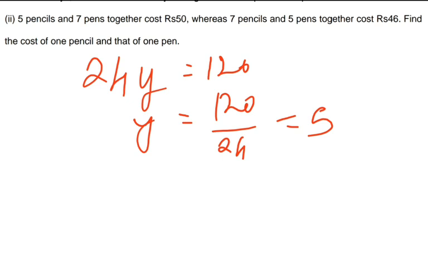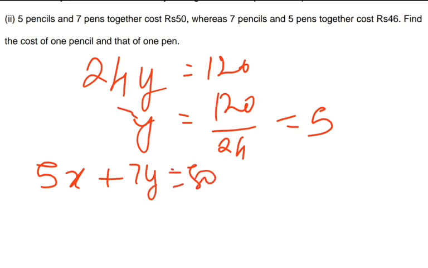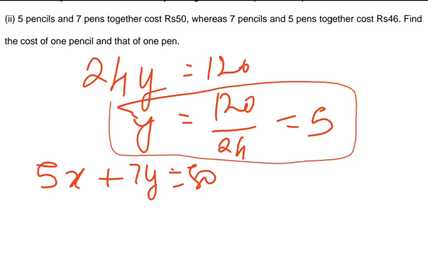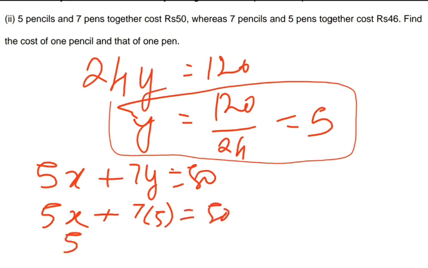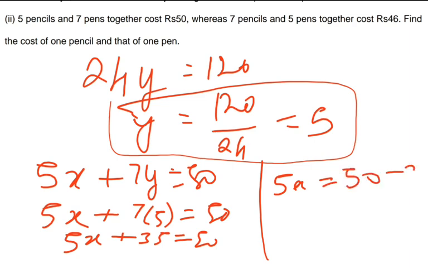Now to find x, we should use equation 1, that is 5x plus 7y is equal to 50. Since we found the value of y as 5, we can put it directly. So 5x plus 7 into 5 is equal to 50. So 5x plus 35 is equal to 50. So 5x is equal to 50 minus 35. So 5x is equal to 15. So x is equal to 3.